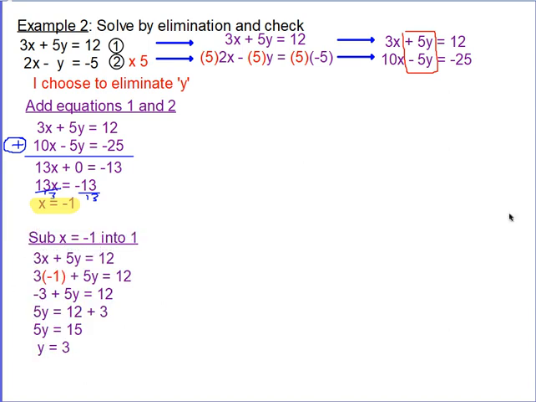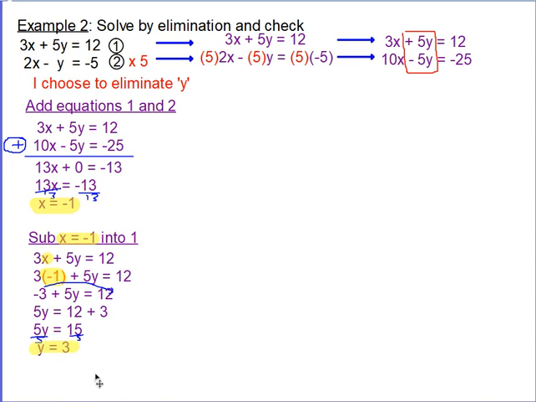So let's have a look here. Equation 1 is 3x plus 5y equals 12. We're subbing x equals negative 1 in for x over here. So we're going to replace x with that negative 1, and then we're going to algebra this thing right to the end. So we get negative 3. Bring that negative 3 over, it becomes positive 3. 12 plus 3 is 15. Right? We got 5y. So we're going to divide each side by 5, and y equals positive 3.